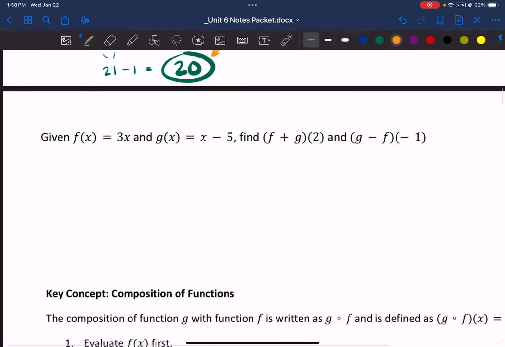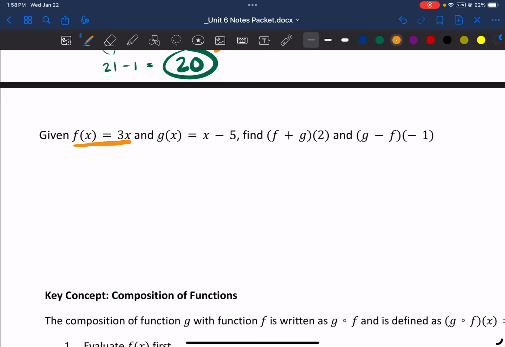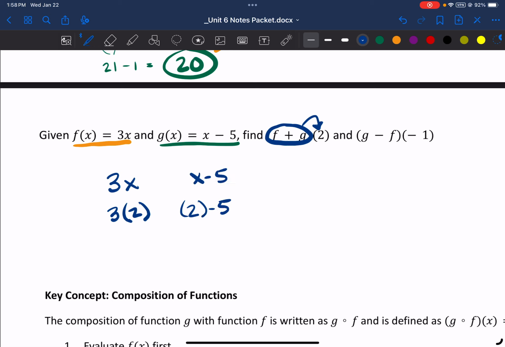Here we go. Given that this is f of x and this is g of x, what if we wanted f plus g of 2? We're going to take the 3x and plug in the 2, and take the g of x and plug in the 2. Six. 2 minus 5 is negative 3.